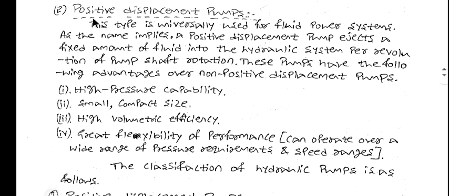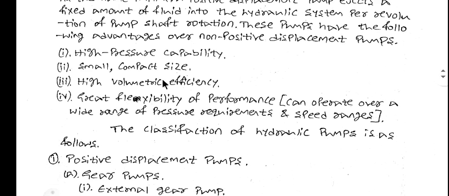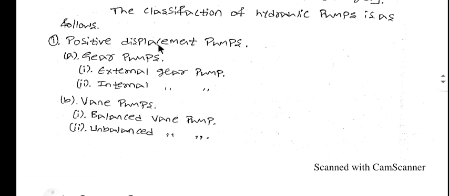Now we'll see the different types of positive displacement pump. The positive displacement pumps are gear pumps. In that, two types are there: external gear pump, internal gear pump. The second one is vane pumps. In that, balanced vane pump is there, unbalanced vane pump is there. The next one is piston pumps. In that, axial type is there and radial type is there.